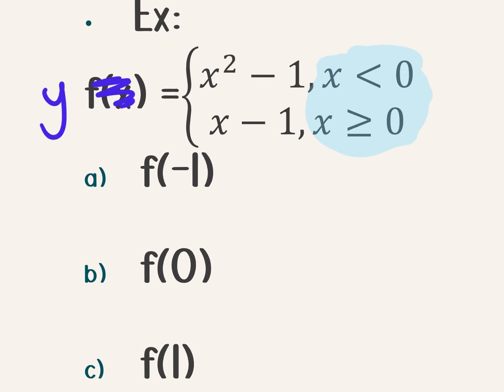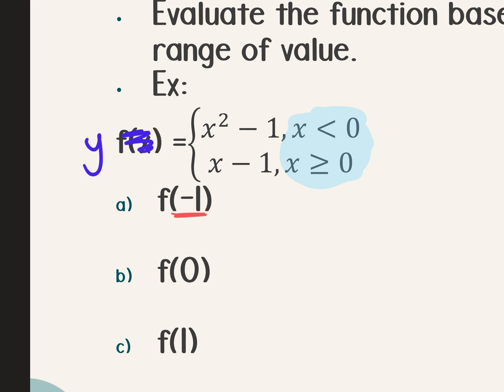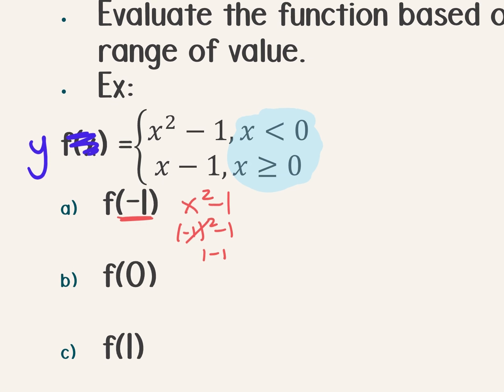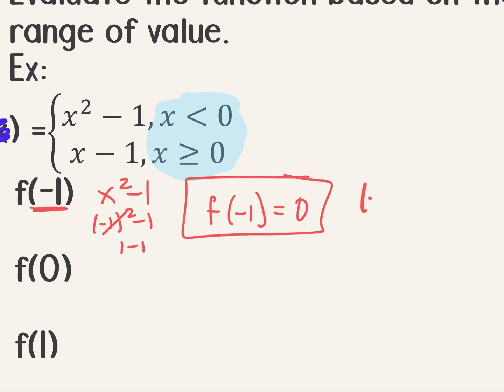So let's look at A. If I have the number negative 1, where does negative 1 fall? It's less than 0. So this is the one I'm going to use, because the number they want me to plug in is less than 0 based on the parameter. So negative 1 squared minus 1 is 1 minus 1, which is 0. So how would you write your answer? F of negative 1 equals 0. If I asked you to write it as an ordered pair, what would that be? Negative 1 comma 0. I want you guys to get used to that.